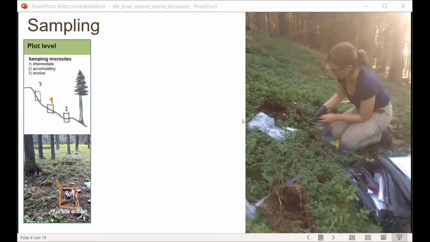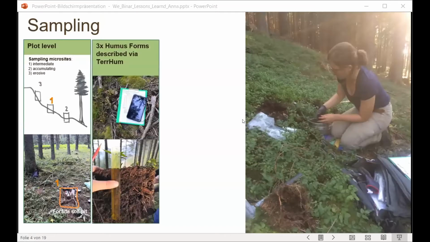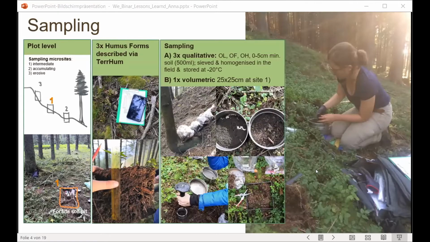On the plot level, we selected 3 subplots, so-called microsites, and per each microsite, I described one humus profile and classified the humus form with the TerrHum key. And furthermore, we sampled qualitatively each organic layer and the upper 5 centimeter of the mineral soil with a core sampler.